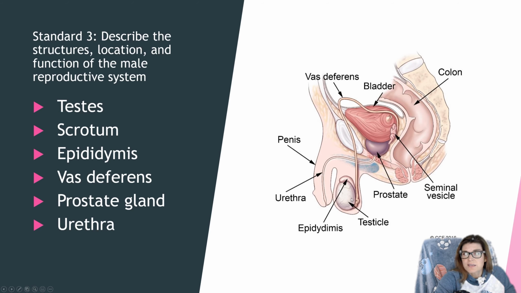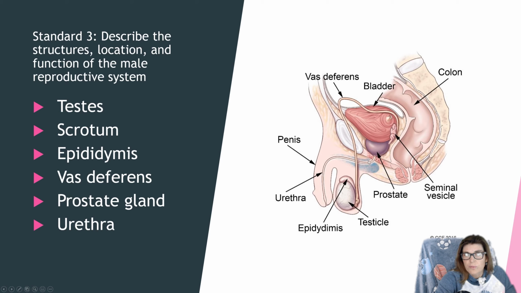So testes produce sperm. Those are here. Scrotum is around it. The epididymis is the sperm college. The job is for sperm to mature here. And then the vas deferens is the tube that connects the epididymis with the urethra. Okay, so it's just a transport tube for sperm. And then we come across some glands. The only one that you'll need to remember is the prostate, but remember it passes by the seminal vesicle.